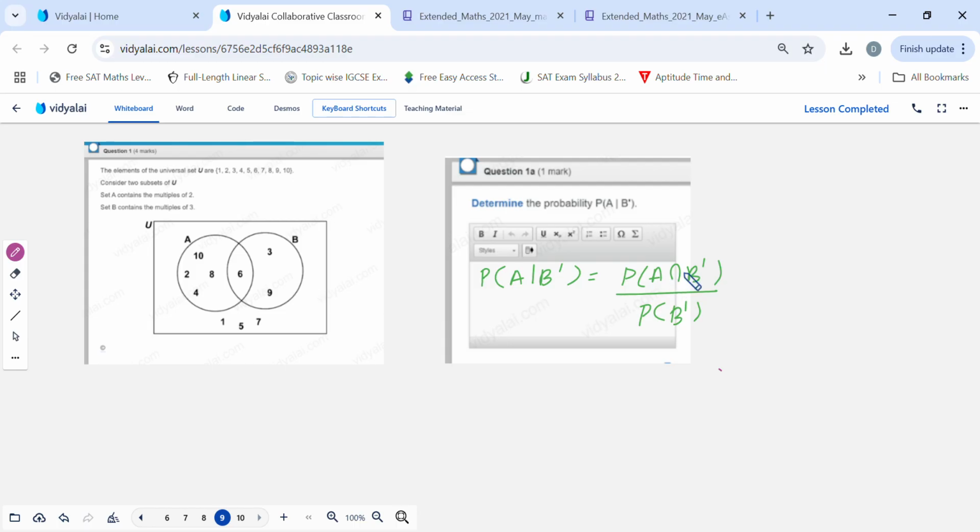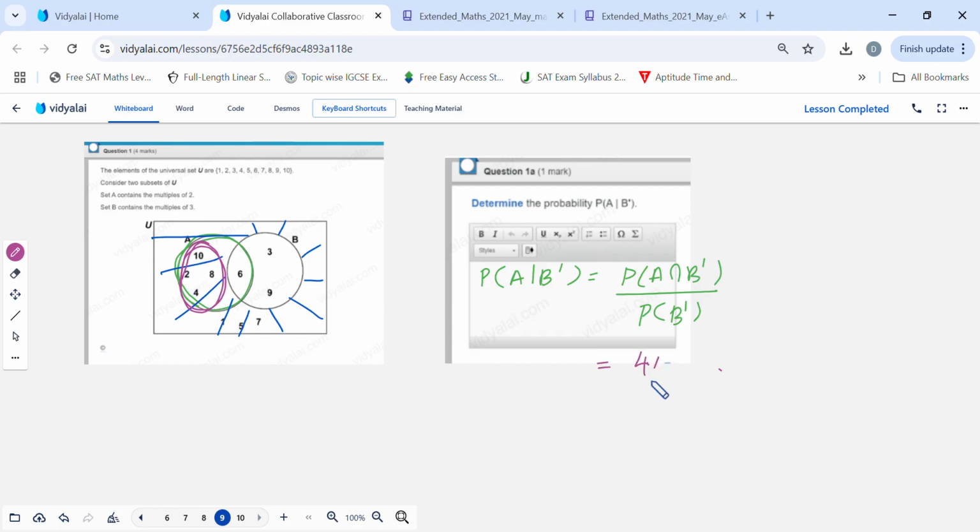Now probability of A intersection B complement means, let's find the region. A is this region, B complement will be outside B. So in this region A intersection B means which is common to both. A intersection B complement will be this part, which is common to both A as well as B complement. So probability of A intersection B complement will be 4 elements out of the total 10 elements.